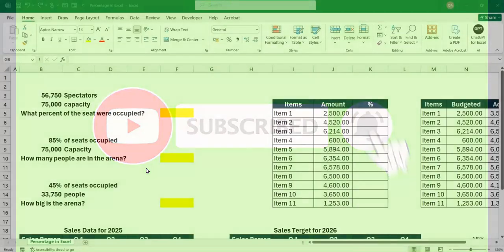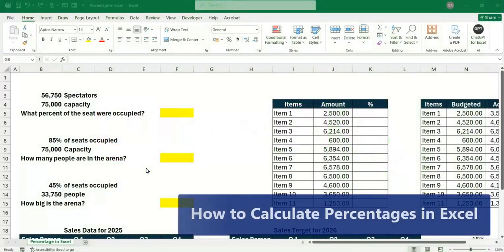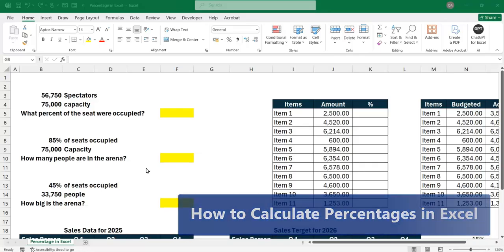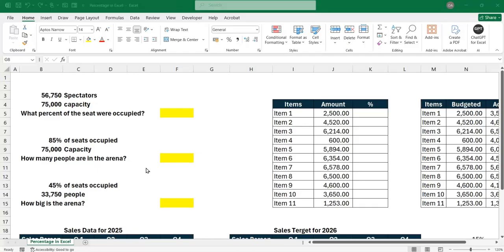Alright, welcome. In this lesson we are going to take a look at how we can calculate percentage change in Excel, as sometimes when you are working you need to calculate percentages in Excel. So we are going to look at different examples, starting from the simplest to a more complex example.